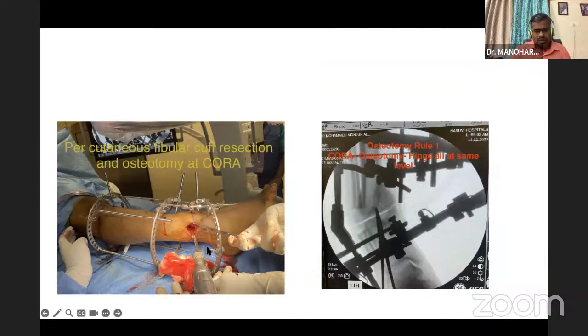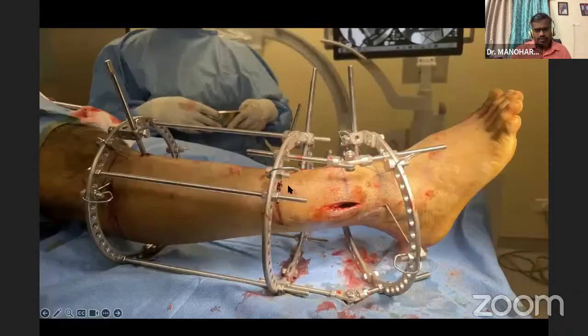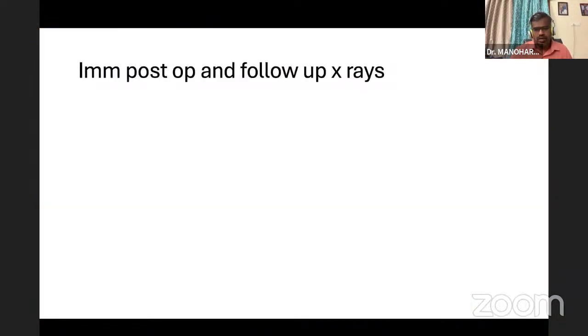So through the same incision, I did a percutaneous osteotomy at the CORA level and confirmed it in C-arm AP and lateral. This is the final construct. Throughout the procedure, I didn't use a tourniquet. In an Ilizarov, I think a tourniquet should be avoided to immediately find out neurovascular and vascular injuries. So this is the way I did it.